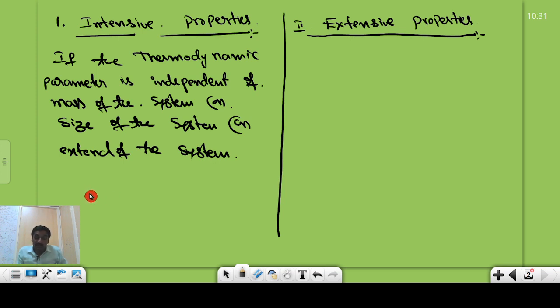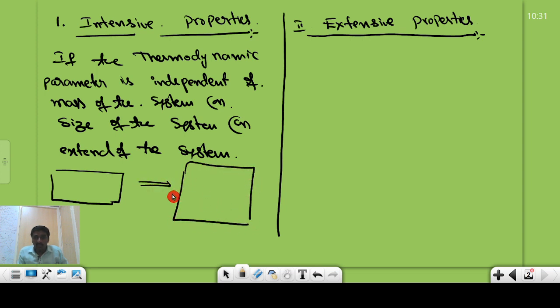Let me take one small example. This is one system. Now I increase the size of the system, so this is the bigger system. The mass here and here is different. Here the mass is m1, and here the mass of the system is m2. Here the size of the system is size 1, and here the size of the system is size 2. So here is the extension of the system: the boundaries of the system were smaller, and now the boundaries of the system are increased.